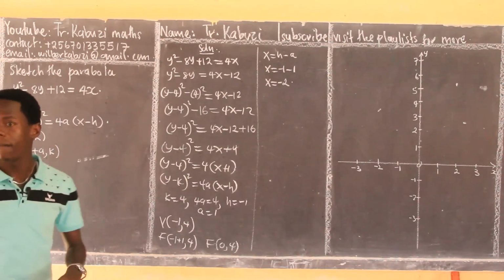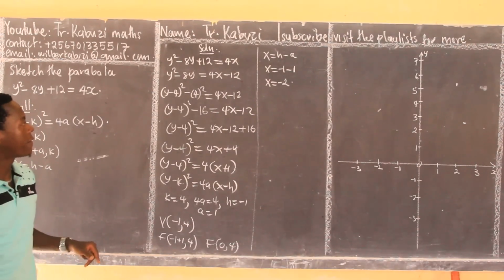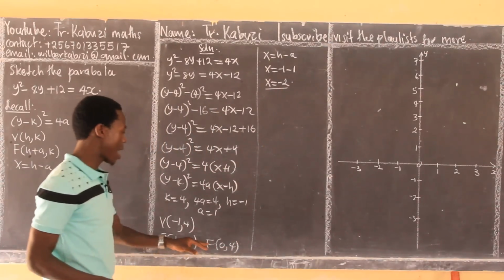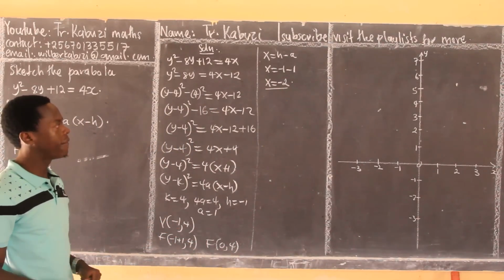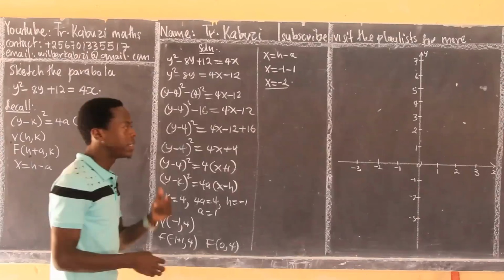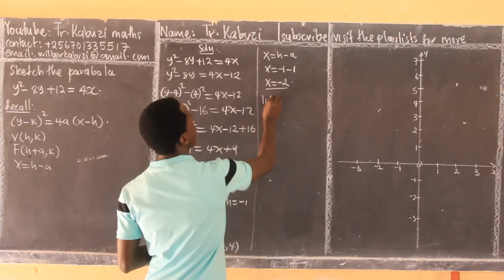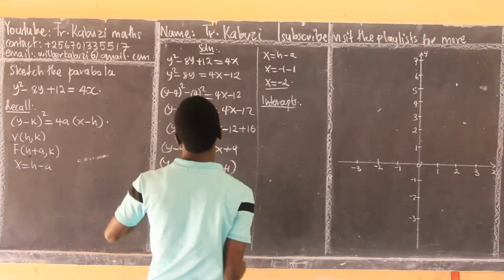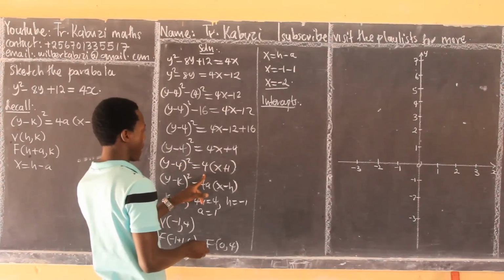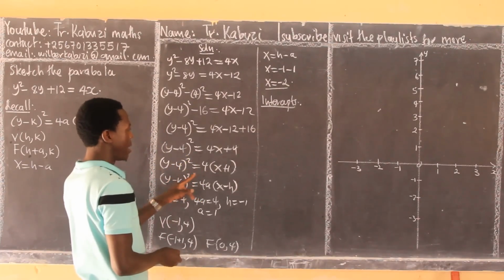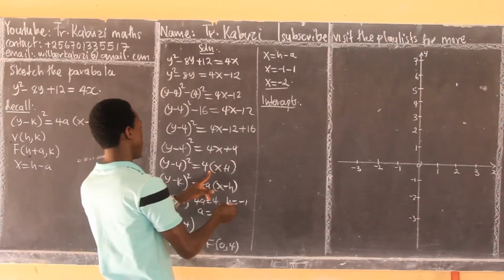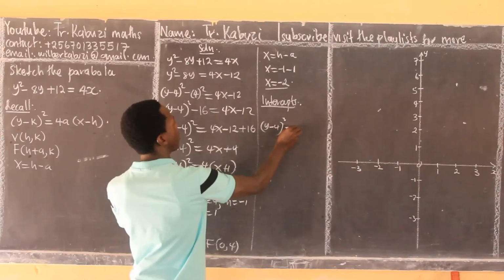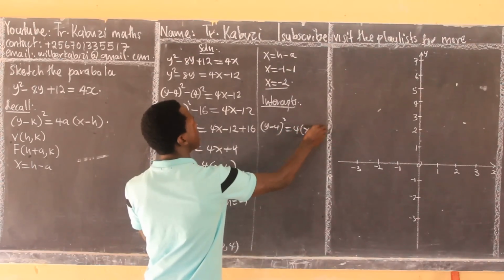Okay, so from there, after that we can see that now this is my directrix. I have it. I have the focus. I have also the vertex. From there now, before we sketch, we need what we call the intercepts. Now the intercepts, you can come from this curve or this one, any you prefer. So you have (y minus 4) squared equals 4 into (x plus 1).